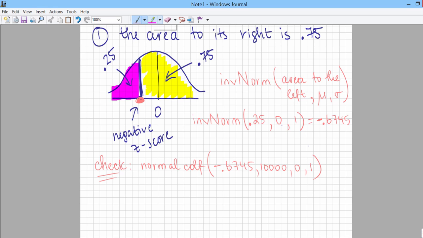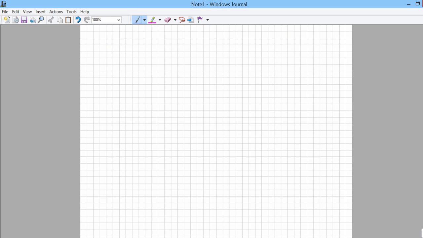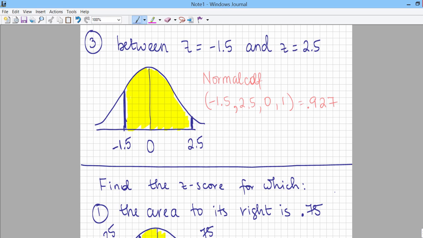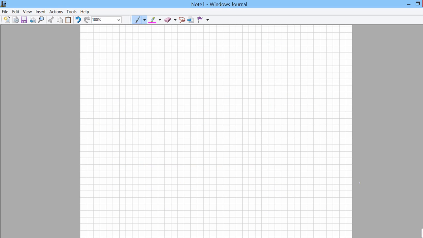Okay, what if you're given the area to its left? So let's say a second problem says find the z-score where the area to its left is 0.32. So the area to its left is 0.32. How do we do that? Okay, so let me go back here.